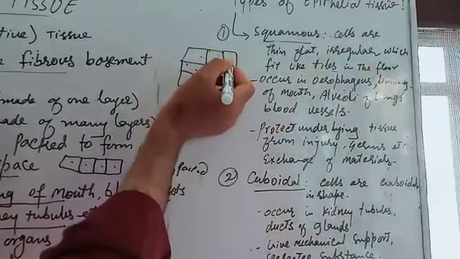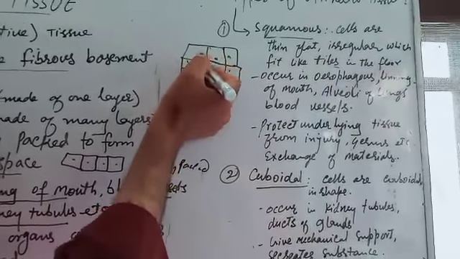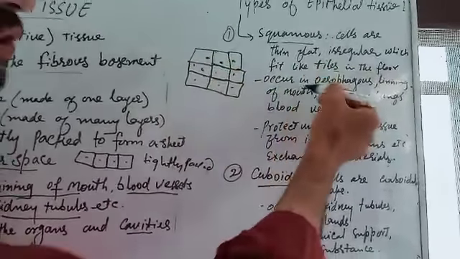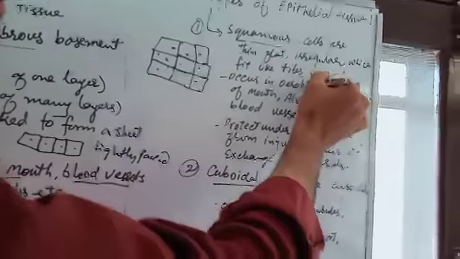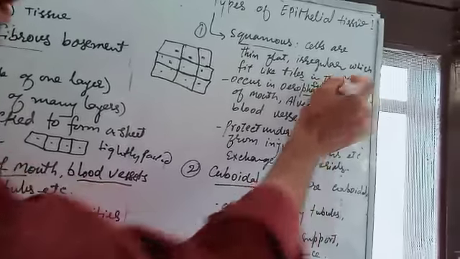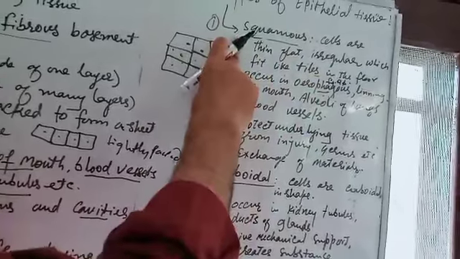The nucleus is in the central position of the cells. Next, where does squamous epithelium occur? In your esophagus, or you can say food pipe. In your food pipe, the squamous epithelium is present.